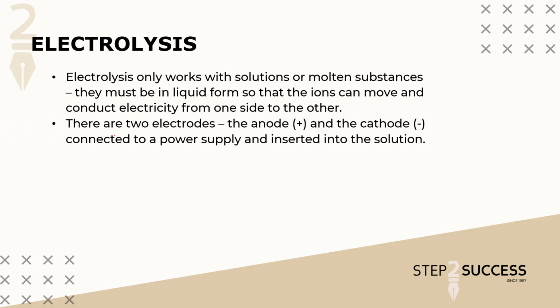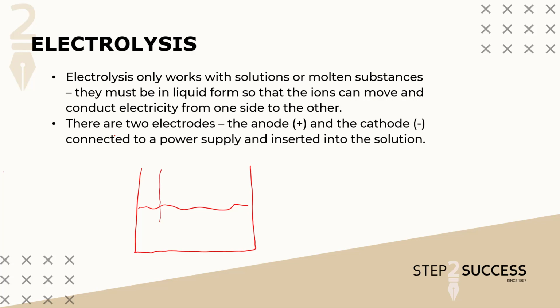There are 2 electrodes, the anode and the cathode. Try and remember that the anode is positive and the cathode is negative, but hopefully you won't need to worry about that. They're all connected to a power supply and then inserted into the solution. So for example, if I do a very rough diagram here, you will have the solution. That might be melted copper oxide or melted aluminium oxide, as we'll see later, or sodium chloride in water, a solution of some sort.